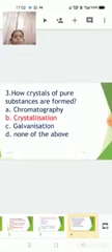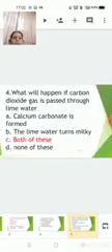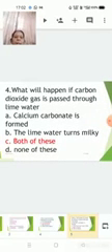How are the crystals of pure substances formed? Options are chromatography, crystallization, galvanization, none of the above. Answer is crystallization. Next question, what will happen if carbon dioxide gas is passed through the lime water? Options are calcium carbonate is formed. Second one, the lime water turns milky. Third one, both of these. Fourth one, none of these.